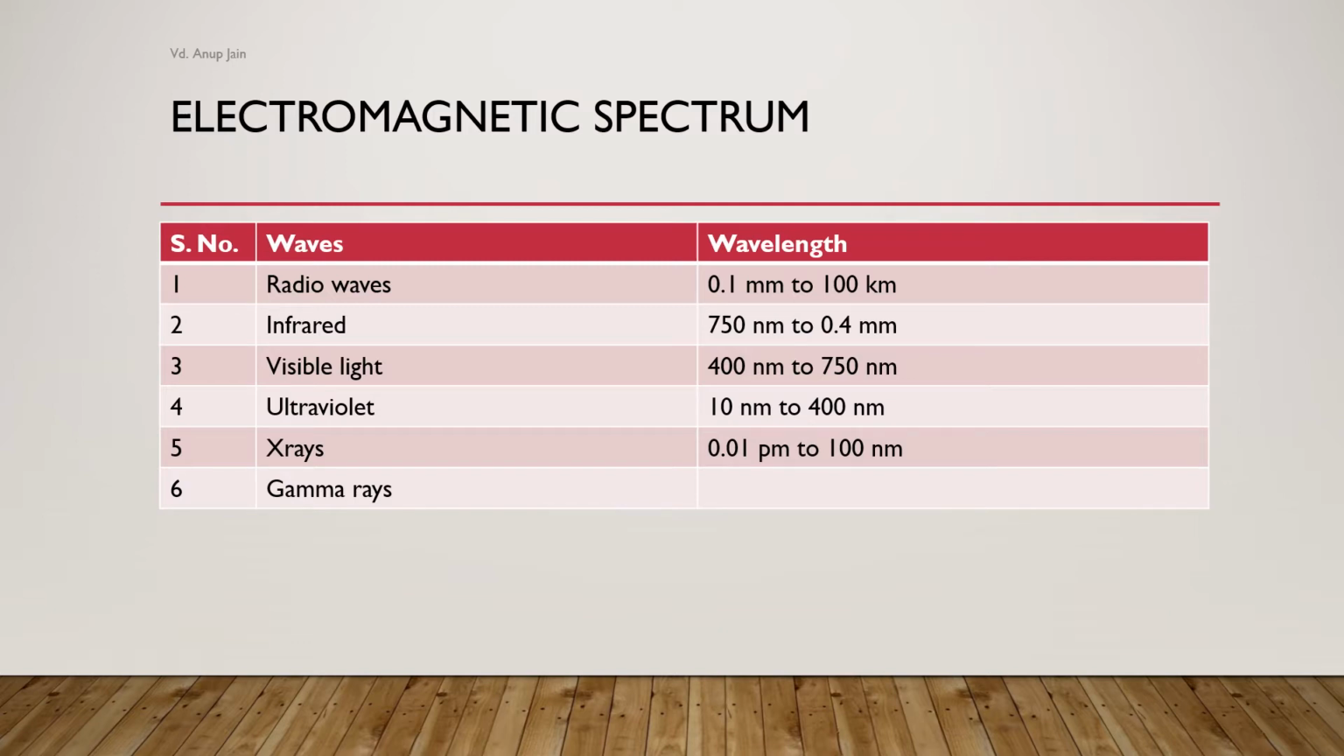The radio waves have a wavelength between 0.1 mm to 100 kilometers. The infrared rays have a wavelength from 750 nm to 0.4 mm. The visible light spectrum is between 400 nm to 750 nm. Ultraviolet rays are between 10 nm to 400 nm, and the X-rays have a wavelength between 0.01 pm to 100 nm.